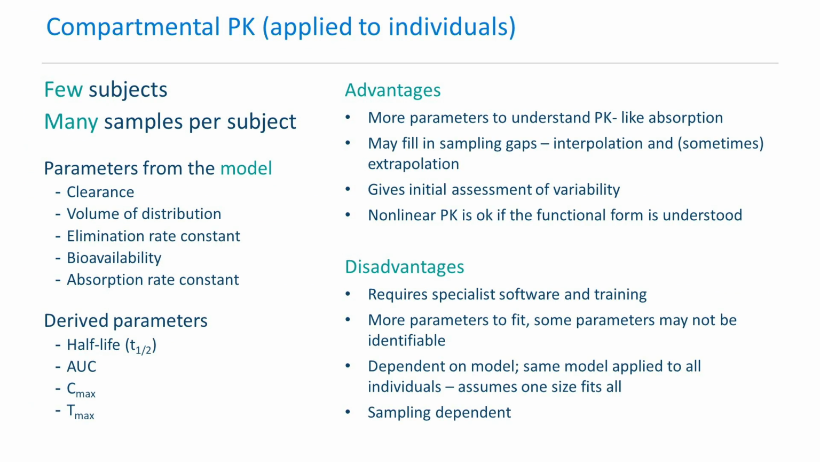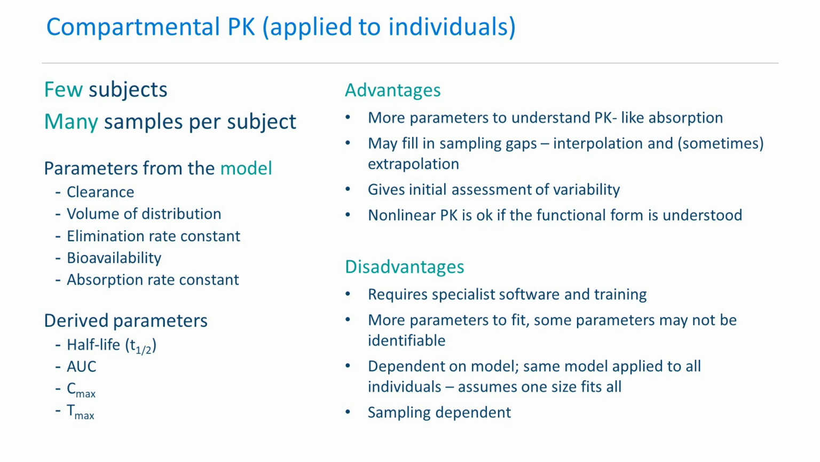So in order to be able to circumvent some of these disadvantages, generally we turn to compartmental PK. And I'm going to start talking about compartmental PK applied to individuals. So this would be a situation where you still have few subjects with lots of samples per subject, and you're fitting each subject one at a time. Now, unlike with non-compartmental analysis, where you got things like AUC, the elimination rate constant, and Cmax and Tmax off the plot, in this case, they're derived variables.